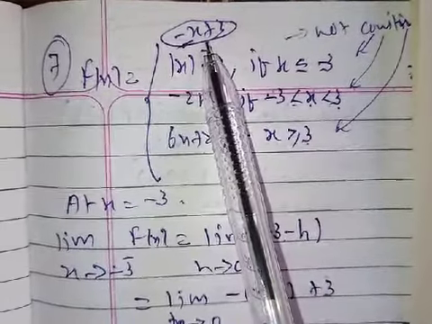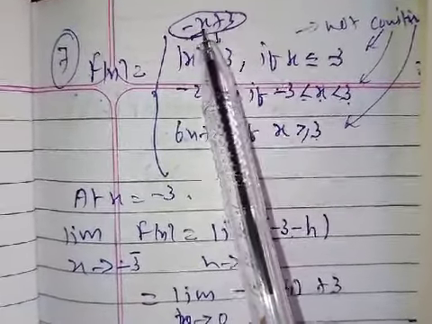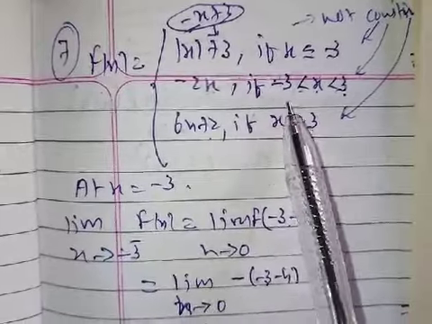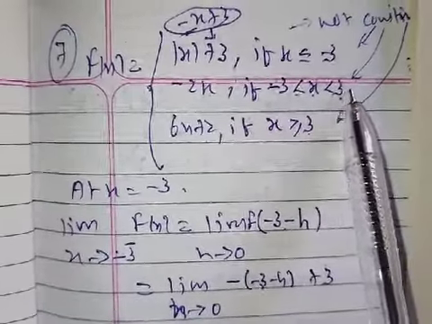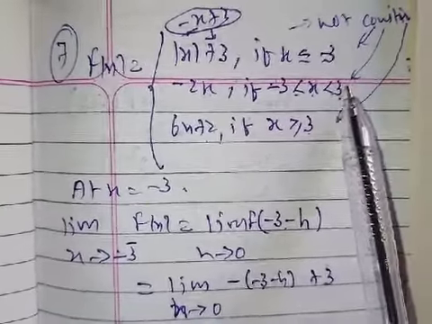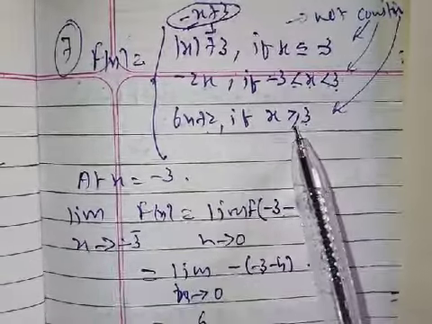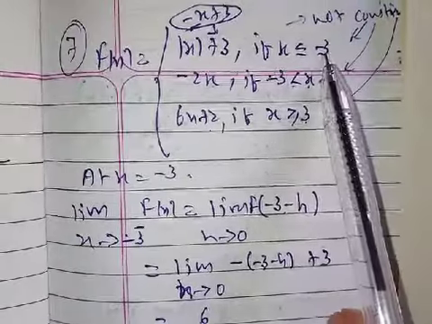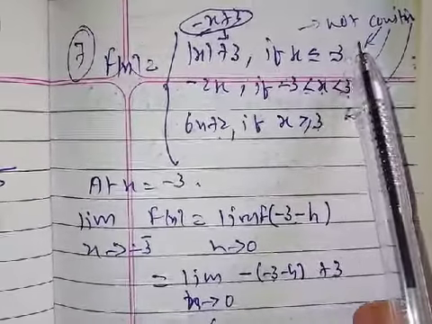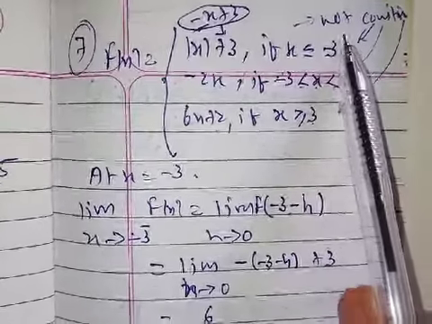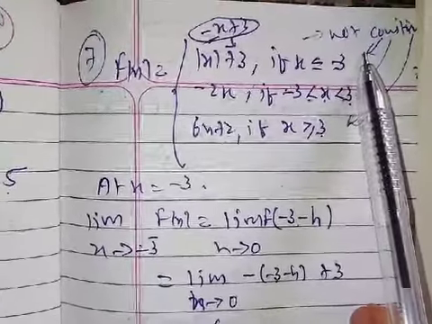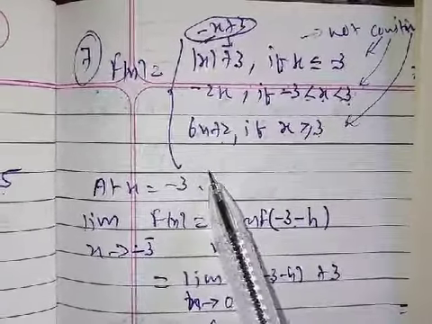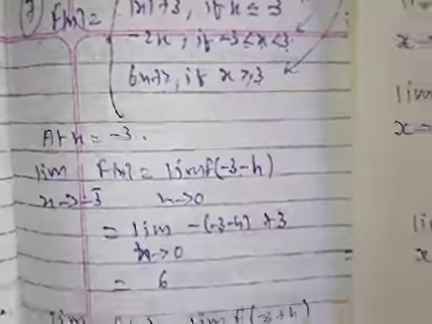For the limit from the minus side, we'll consider x minus 3. For 3 plus, we'll consider this one, and for greater than that, we'll consider this one. So let's check for minus 3 raised to minus and minus 3 raised to plus. So at minus 3, if you draw the graph, you will get it like this.